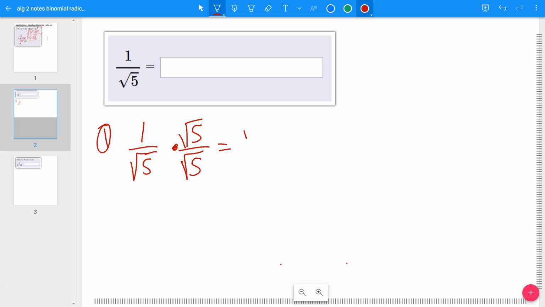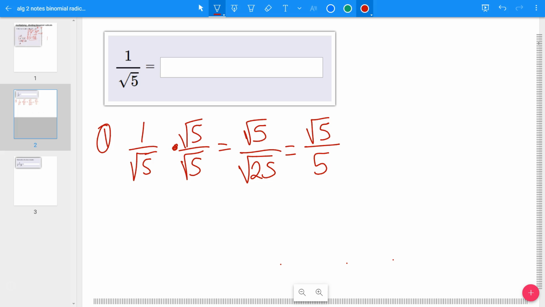So I end up with the square root of 5 on the top. On the bottom, I have the square root of 5 times the square root of 5, which is the square root of 25. And that gives you the root of 5 in the top. So that's the square root of 5. And in the bottom, I have the square root of 25, which is 5. So that would be the answer.